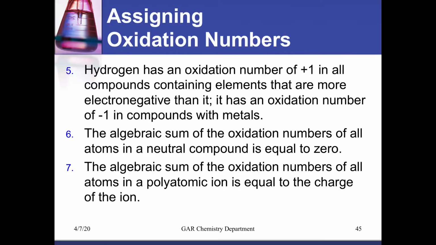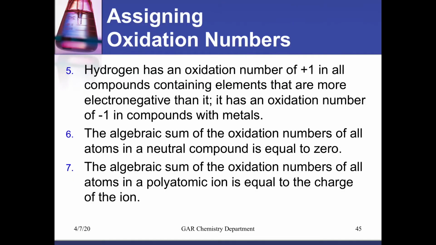Rule number 6 states the algebraic sum of the oxidation numbers of all atoms in a neutral compound is equal to 0. That's just like charges. When you add up all of the charges of any crystal or any compound, the charges will always balance out to 0. So same thing in a molecule, all your oxidation numbers add up to 0.